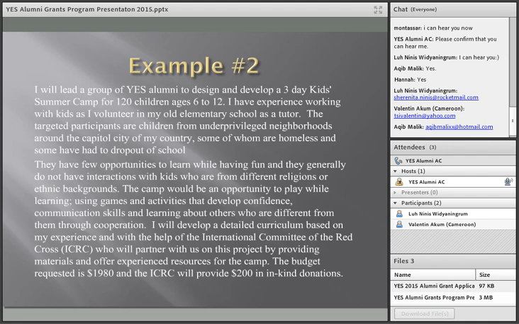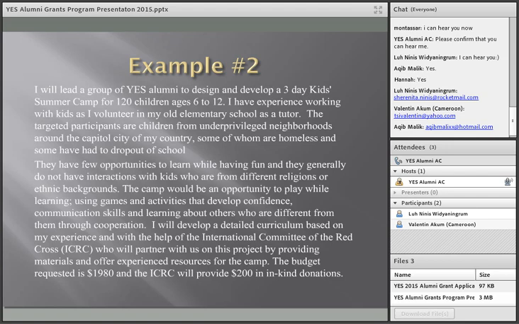They have few opportunities to learn while having fun, and they generally do not have interactions with kids from different religions or different ethnic backgrounds. The camp would be an opportunity to play while learning, using games and activities that develop confidence, communication skills, and learning about others who are different from them through cooperation. So we know some of the goals: developing confidence, the skills of communication. I will develop a detailed curriculum based on my experience and with the help of the International Committee of the Red Cross, who will partner with us on this project by providing materials and offer experienced resources for the camp. So we know a lot more about what the ICRC is going to do for the project.